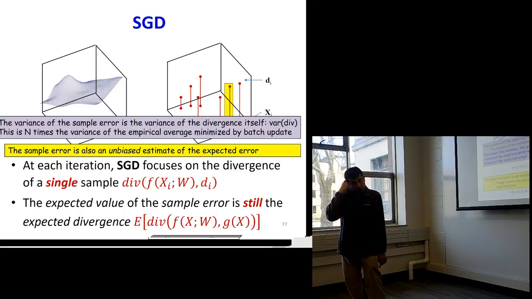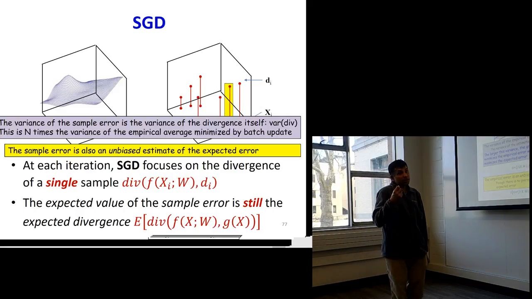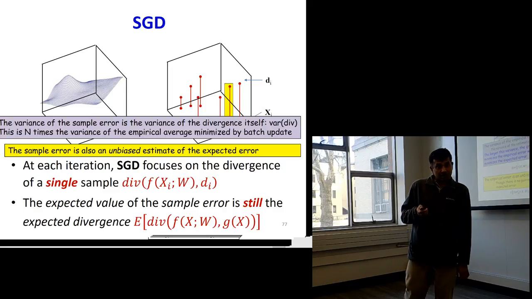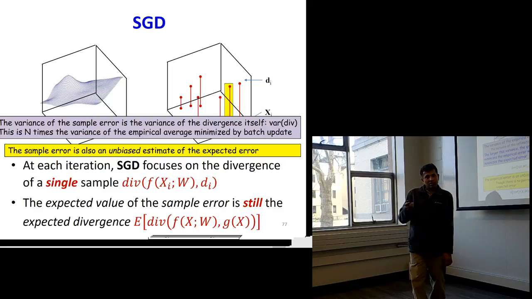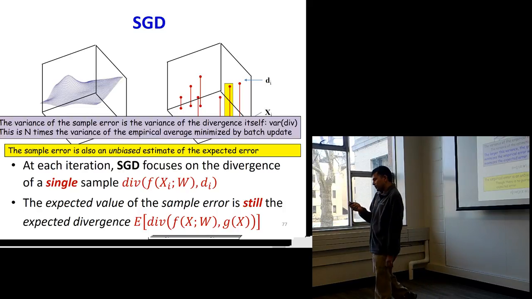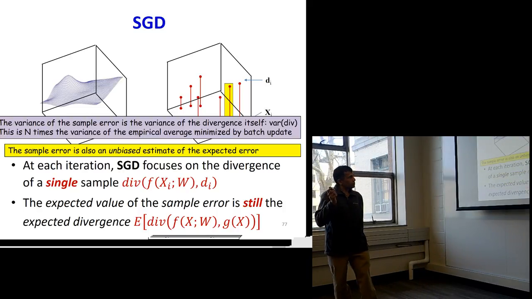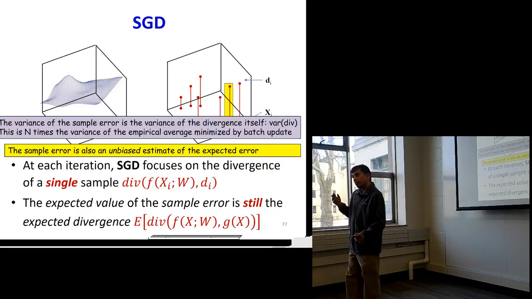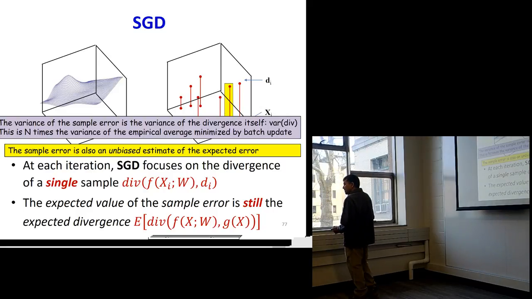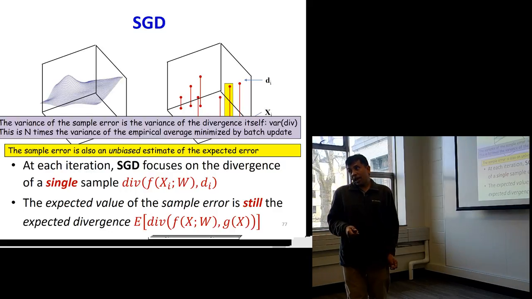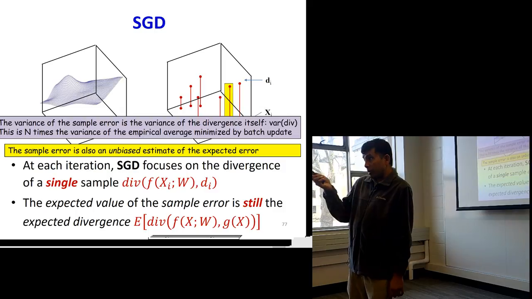you're using all of the training instances and averaging out the divergence that you're getting from all of them. So what this means is that when you're performing stochastic gradient descent, the variance of the loss function is much greater, n times as much as the variance of the loss function when you're performing batch descent.